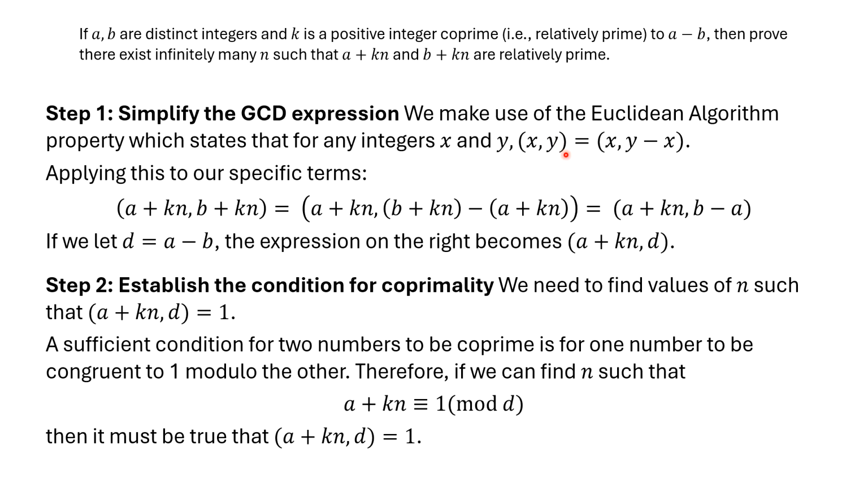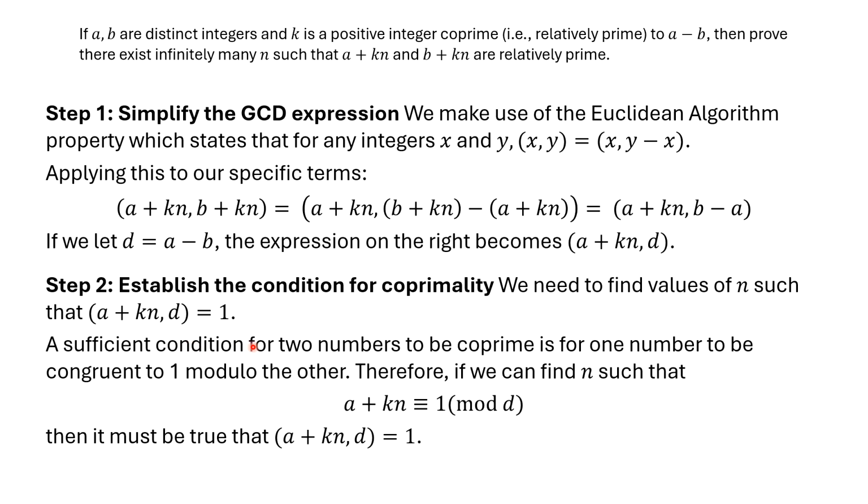So we'll make use of the Euclidean algorithm just as we did in the example. We'll take our two numbers and let the first one equal x, the second one equal y. So this GCD equals this GCD. And then we just do the subtraction here and we get this here. Then we'll let d equal a minus b just to simplify the notation. So we want to know for what values of n does this equal 1, which is what I just wrote here.